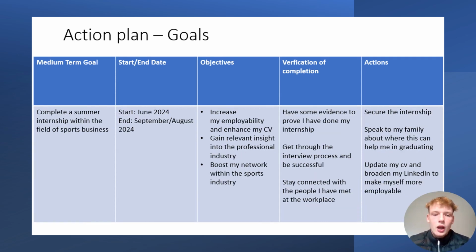The second action plan is all about a medium-term goal. A medium-term goal is to complete a summer internship within the field of sports business, with the intention of starting in June 2024 and ending at the end of August/start of September 2024.